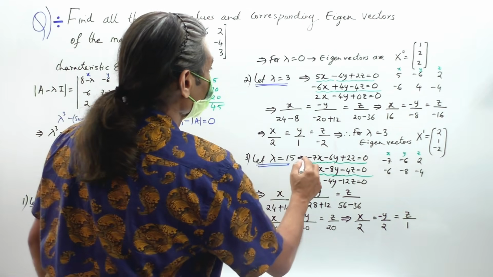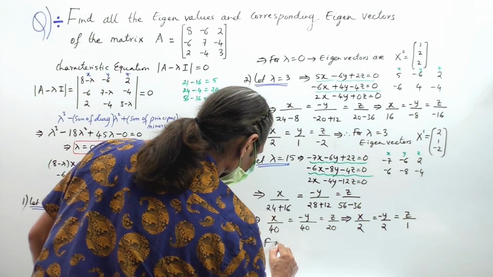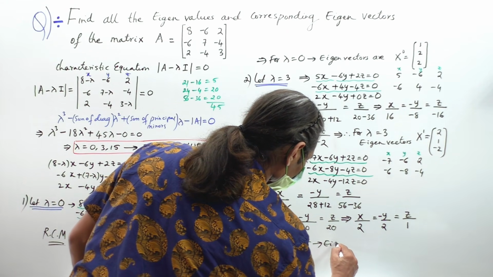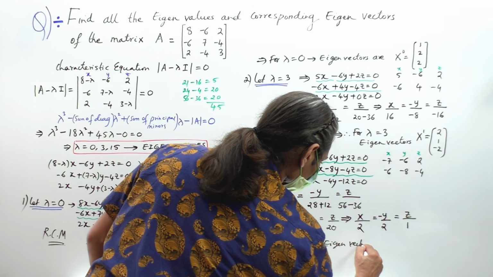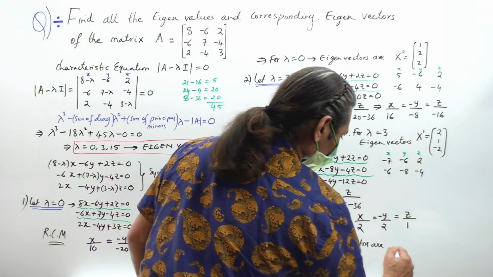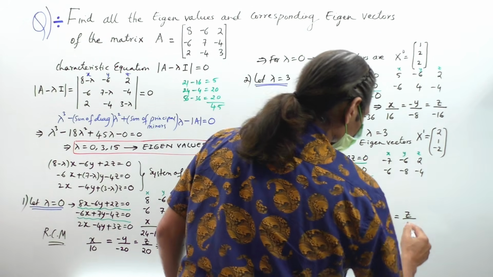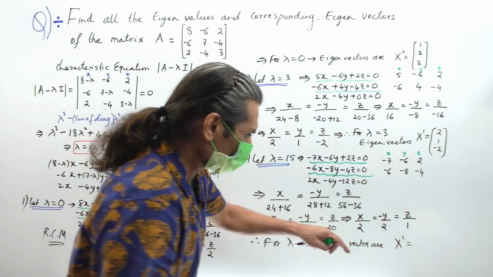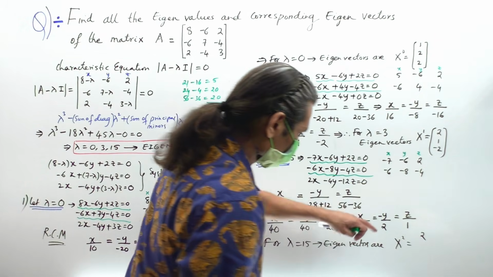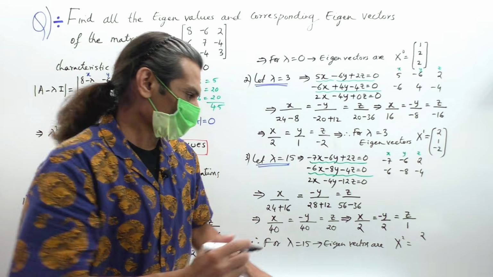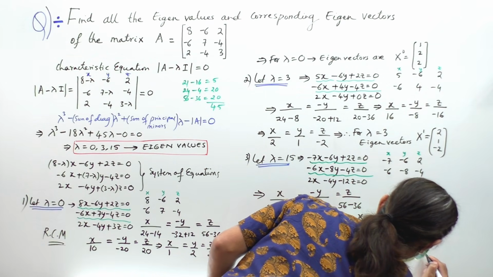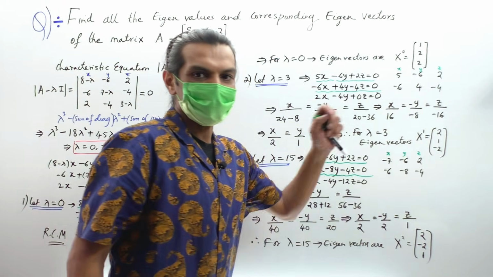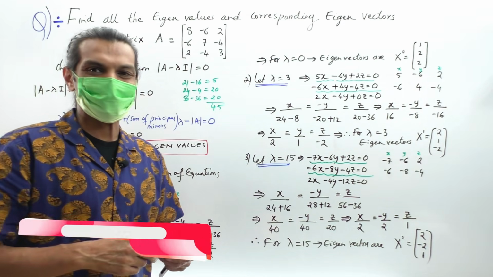Therefore, I can write for lambda is equal to 15, the eigenvectors are, I take this x0, x1, and I take this as x2 is equal to, what are they? 2. See here, minus or plus is minus. Okay, so second is minus 2 and 1. That's it. These are the eigenvectors. So as simple as that.